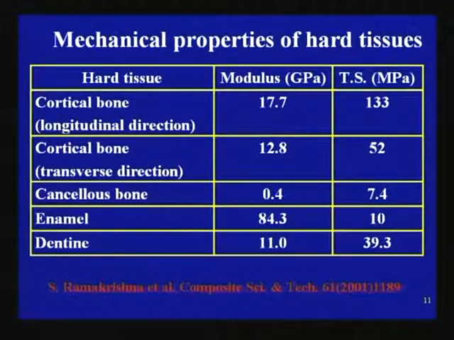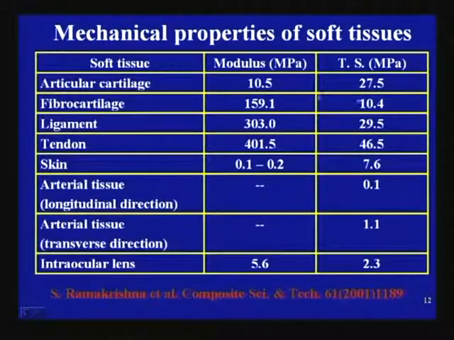Mechanical properties, say cortical bone, cancellous bone, enamel, dentin materials, say their modulus, tensile strength. Okay. Then mechanical properties of soft tissues, those were the mechanical properties of hard tissues. Here these are the mechanical properties of soft tissues: cartilage, ligament, tendon, skin, arterial tissue in two directions, intraocular lens.